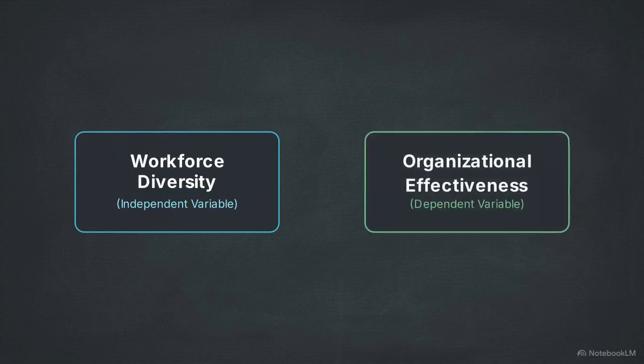This diagram shows a foundational model. We have workforce diversity acting as our independent variable and organizational effectiveness as our dependent variable. The arrow indicates our theory that increasing diversity directly influences effectiveness.